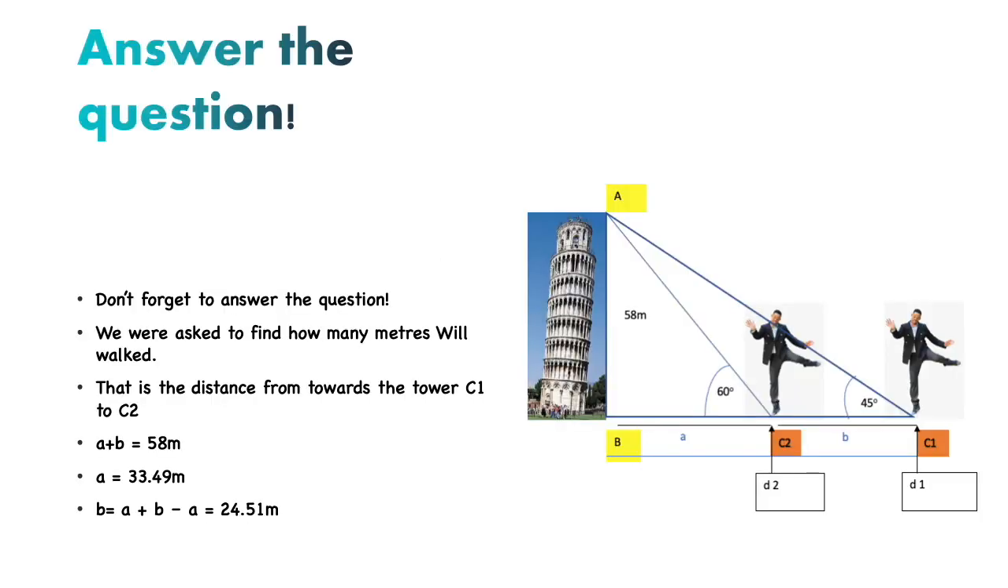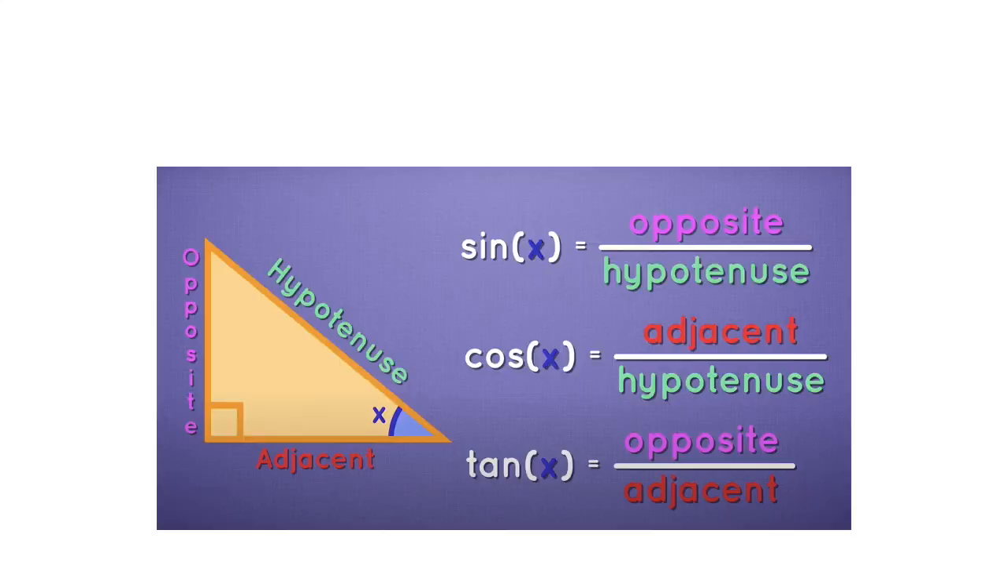Now don't forget to answer the question. So we were asked to find how many meters he walked. That is the distance from towards the tower, C1 to C2. A plus B equals 58 meters. A equals 33.49 meters. So B equals A plus B minus A. And B equals 24.51 meters.